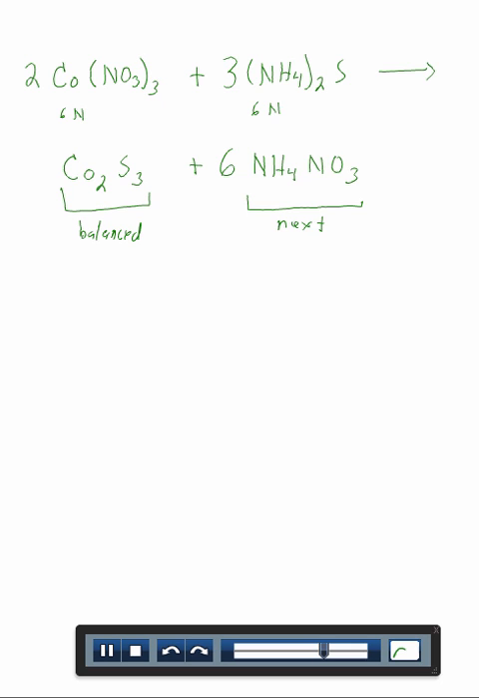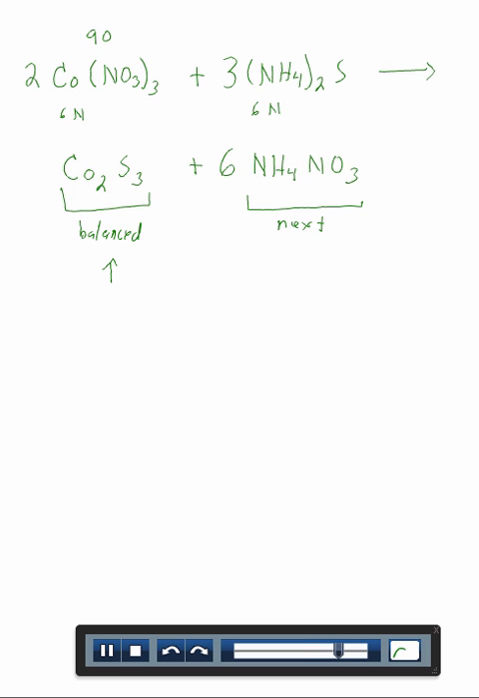I've added coefficients to each species except for this one, and I used it to balance the left side. So now let's check oxygen atoms. They should be balanced because we can't create or destroy oxygen atoms, but let's check. I have 3 times 3, so that's 9 oxygens on the left.